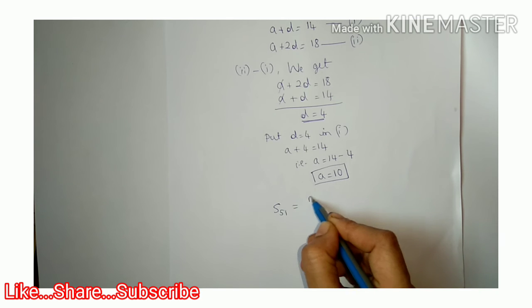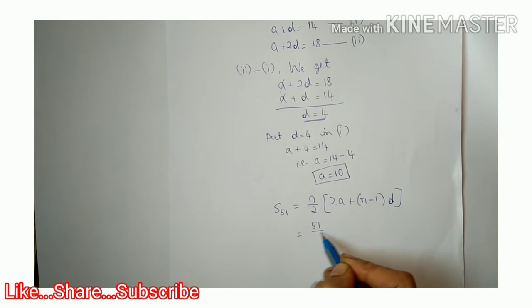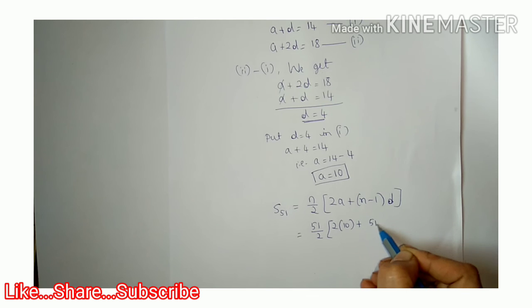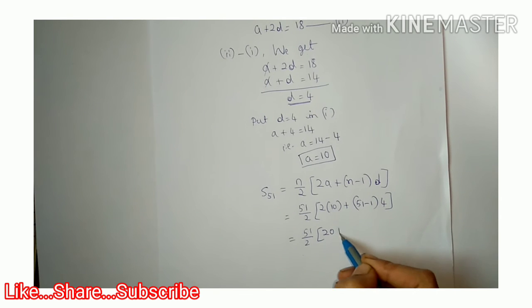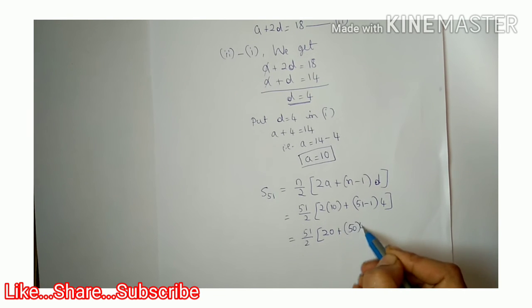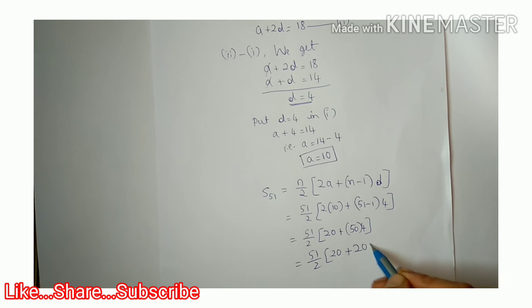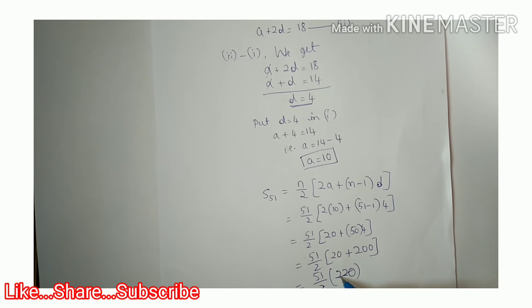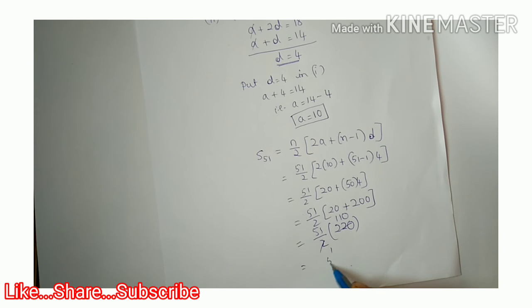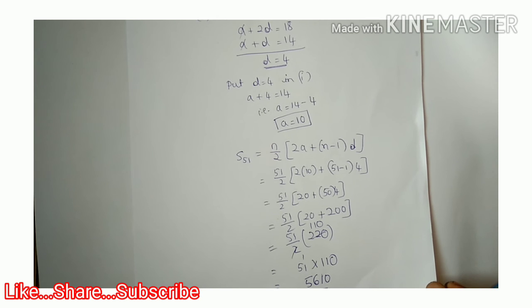Now let us find S51 using the formula n by 2 into 2a plus n minus 1 into d. n is 51, 51 by 2, a is 10, n is 51 minus 1, d is 4. 51 by 2, 2 tens are 20, 51 minus 1 is 50, 50 into 4 is 200. 200 plus 20, 220. 220 by 2 is 110. 51 into 110 is 5610. Therefore, sum of first 51 terms is 5610.